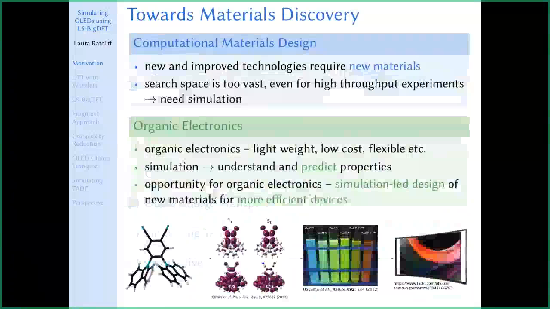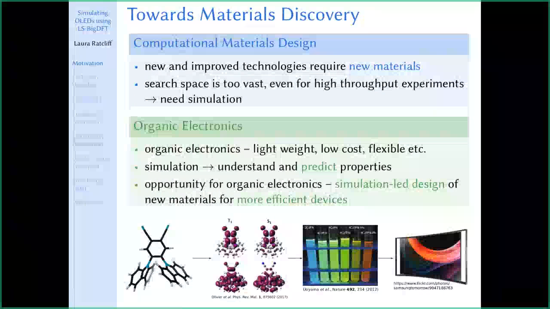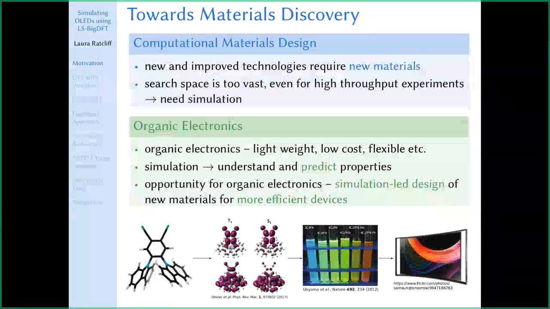So I guess this is a problem with which most people are familiar, but the idea is that we want to be able to design new materials using computational approaches. And probably most people are familiar with the motivations behind being interested in organic electronics, so they have a number of nice properties. And really what we'd like to be able to do is some kind of process like this. So propose some new molecule, calculate some properties, identify whether it could be good for a particular application, and then ultimately be able to develop new technologies and more efficient devices.